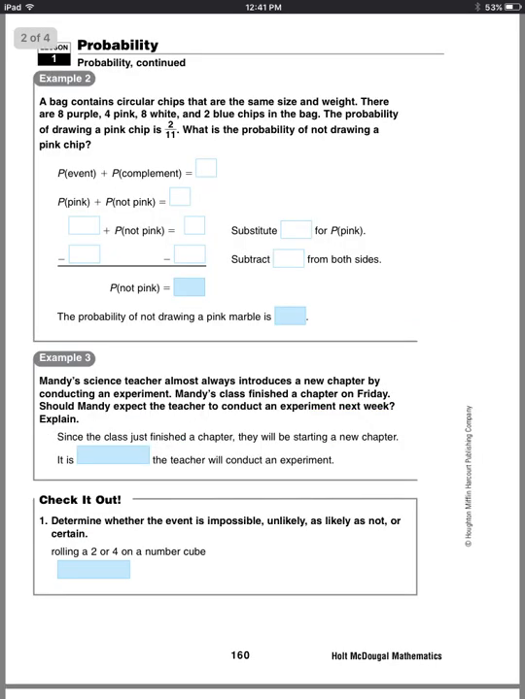A bag contains circular chips that are the same size and weight. There are 8 purple, 4 pink, 8 white, and 2 blue chips in the bag. The probability of drawing a pink chip is 2 out of 11. What is the probability of not drawing a pink chip? So the probability of not drawing a pink chip is the complement of drawing a pink chip.